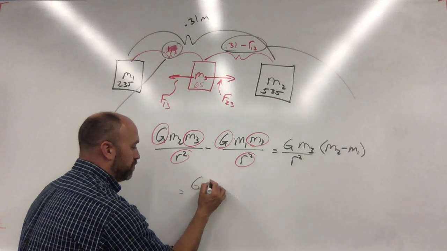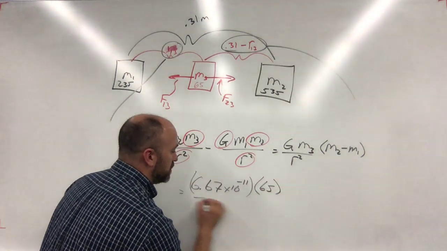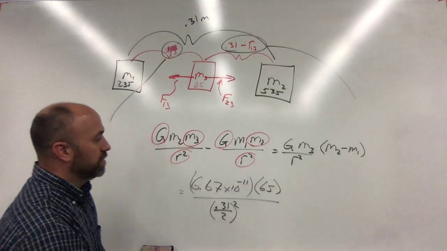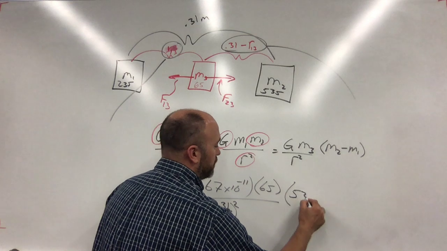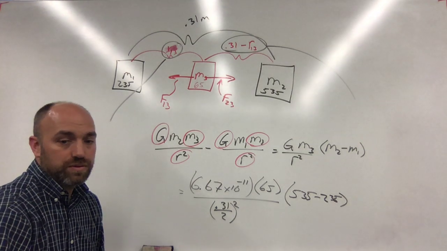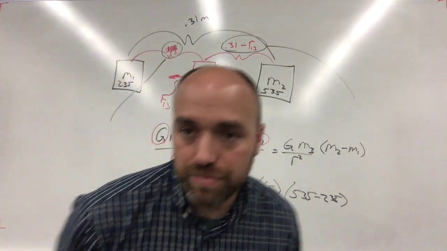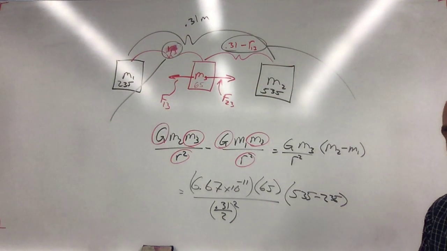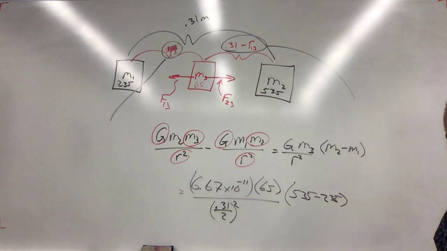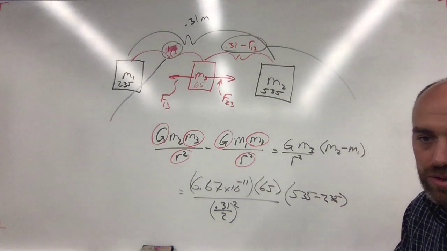So when we write that out, it'll be 6.67 times 10 to negative 11 times M3, which is 65, divided by 0.31 over 2 squared, times 535 minus 235. Is that too sloppy? Can you read that? So that in the parentheses, 535 minus 235, is that multiplied by just the numerator or the entire thing? It would be in the numerator. Okay. Yeah.